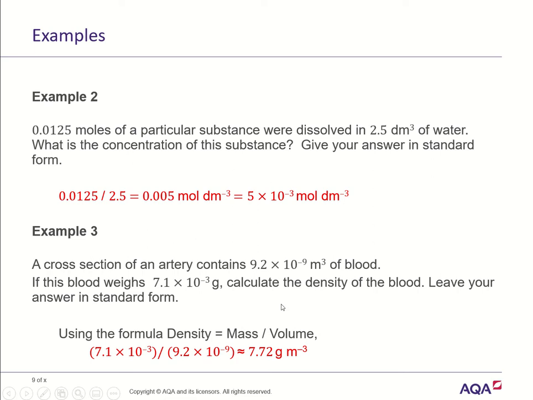On this one, the cross-section, the formula is density is mass over volume. So 7.1 times 10 to the minus 3 mass divided by 9.2 times 10 to the minus 9 gives 7.72 grams per meter cubed. When I first looked at it, I thought that was huge, but then I remembered a meter cubed is actually quite big. So in a whole meter cubed, I suppose 7.72 grams isn't much, but my biology knowledge needed me to check that number.